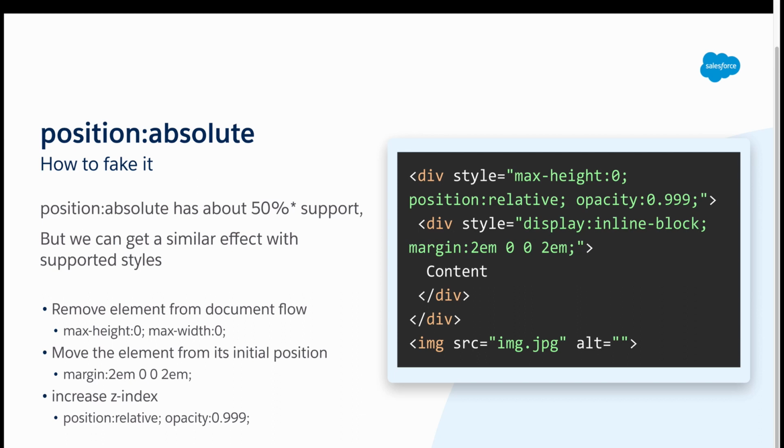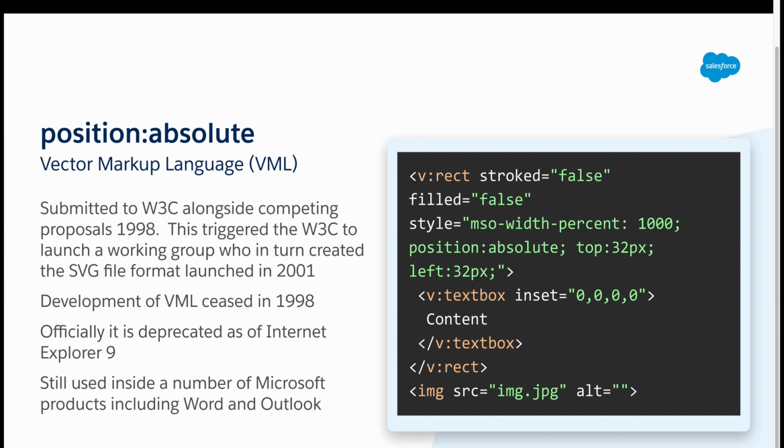So this is where we can use VML. VML is vector markup language, so it's very similar to SVG in a lot of ways. Actually, back in 1998, there was a proposal to bring this out, and lots of different vector imaging languages were proposed. W3C looked at them all and then decided just to create a fresh one, but influenced by all these other proposals. So that's where SVG actually came from, which came out in 2001.